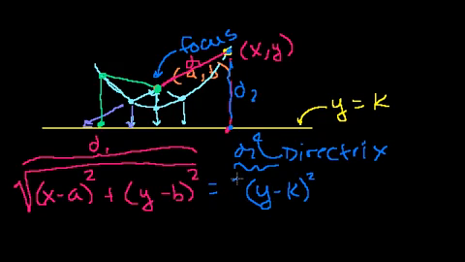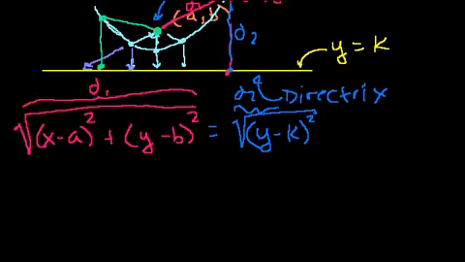And then that ensures that we're not dealing with negative distances. So here we set up the equation for all of the x's and y's where the distance to the focus is equal to the distance to the directrix. And let's see if this actually turns out to be a parabola.